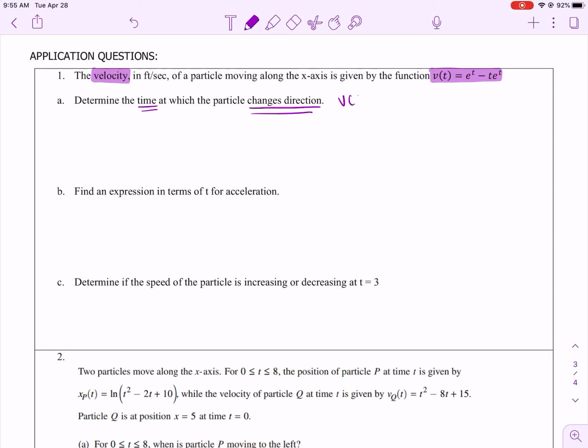Remember, when a particle changes direction, the velocity must equal 0, but it also must change signs, right? Either from positive to negative, or from negative to positive, but the velocity must change signs, okay? If it doesn't change signs, then it's just continuing to go in the same direction, momentarily stopping, and then continuing in the same direction again.